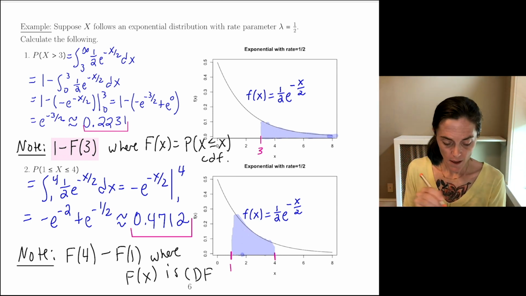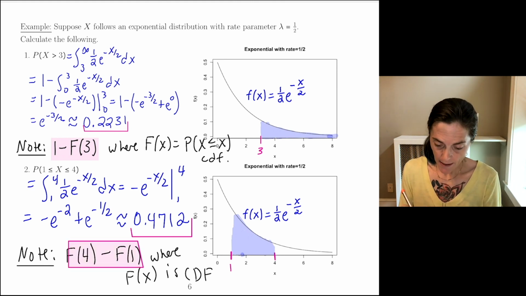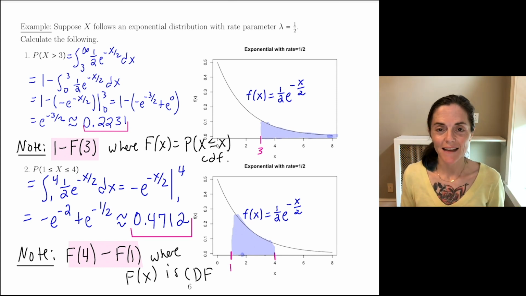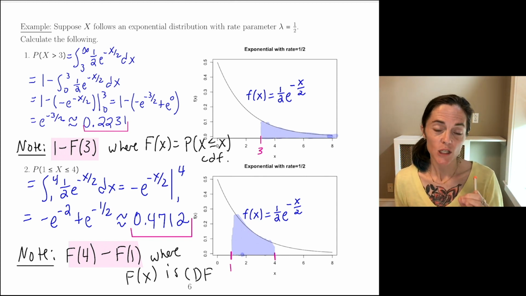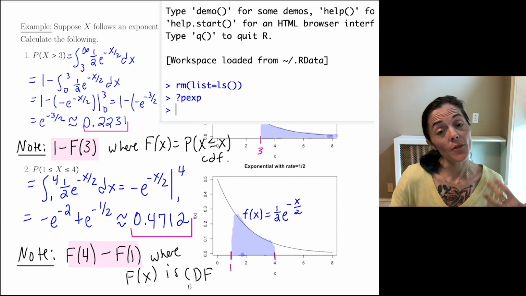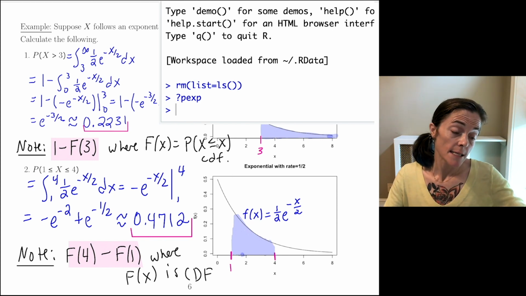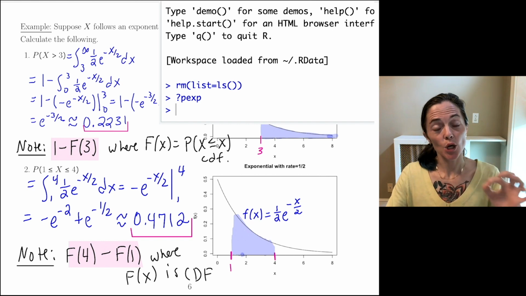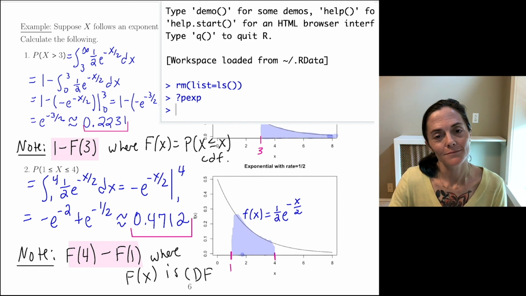Okay, so we have calculated this just by integrating by hand. We've talked about how to calculate it using the cumulative distribution function. And so to close this video, let's spend just a few moments in R. If you are interested in learning about the R functions for the exponential distribution, you can enter, say, ?pexp. The p stands for cumulative distribution function. We discussed this some in the last video.